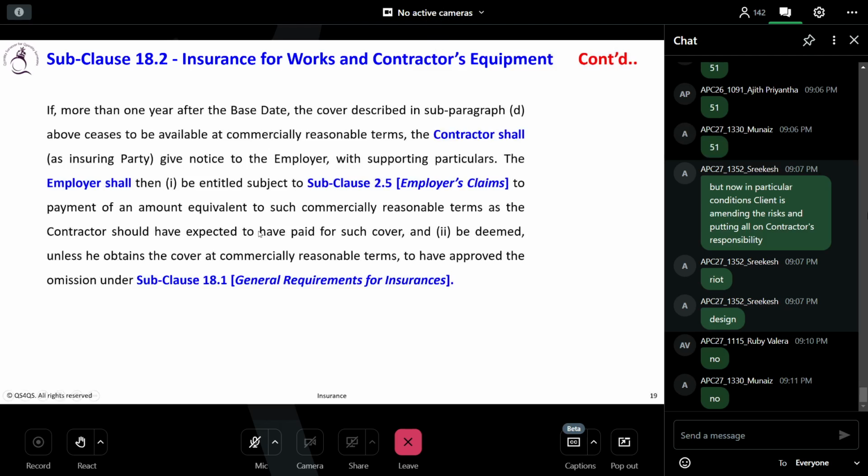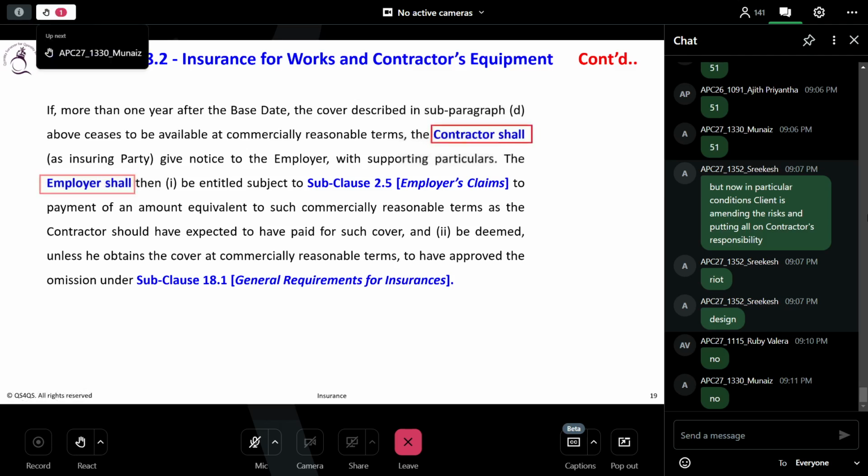Now, anything that happens, anybody, in this last paragraph, what it says: anything you want to claim, you have to give the notice. Then if it is an employer claim, it goes for an employer claim, or if it is a contractor claim, it goes for a contractor claim. So this 18.2 is not that difficult. It looks very big, but it is simple.